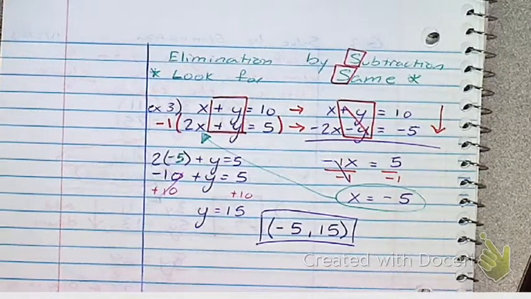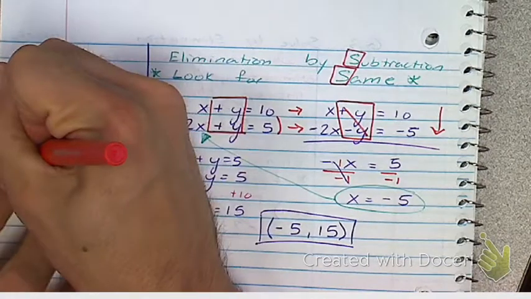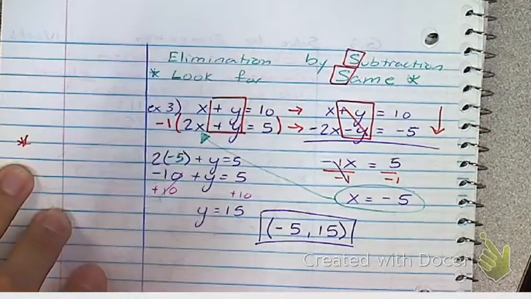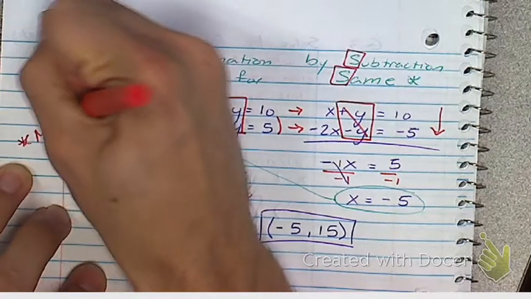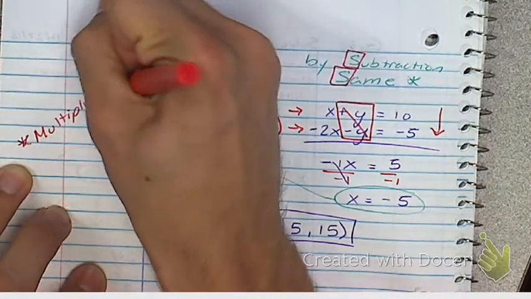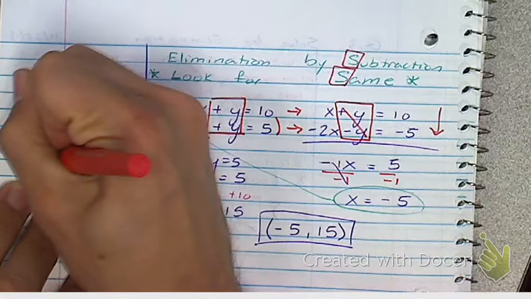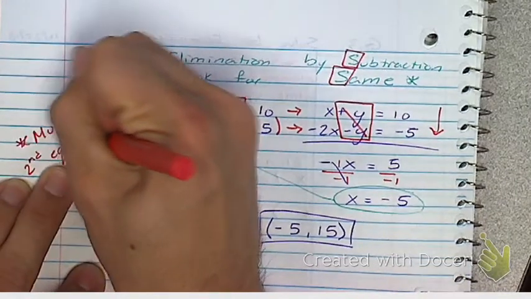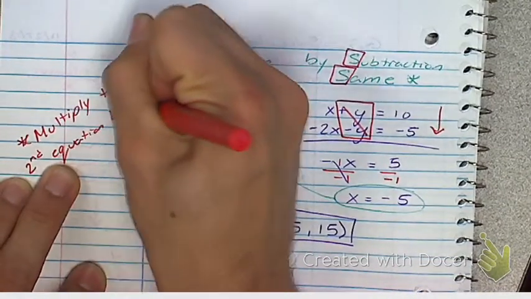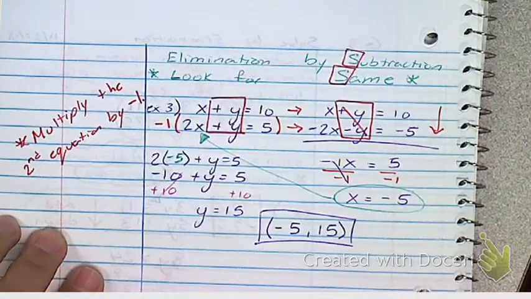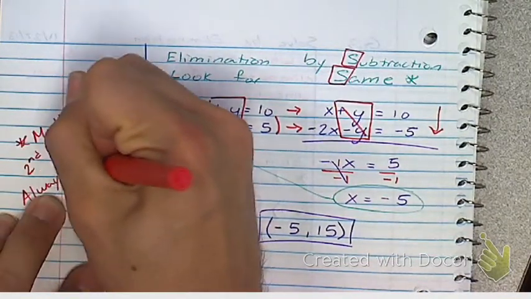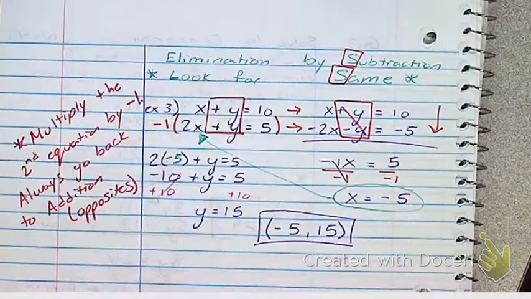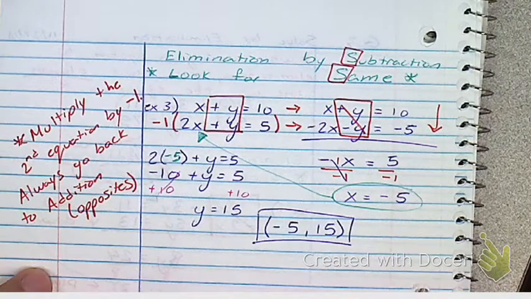So a little note to add, so you remember. Multiply the second equation by negative 1. Because we always go back. And the last example is for you guys to try.